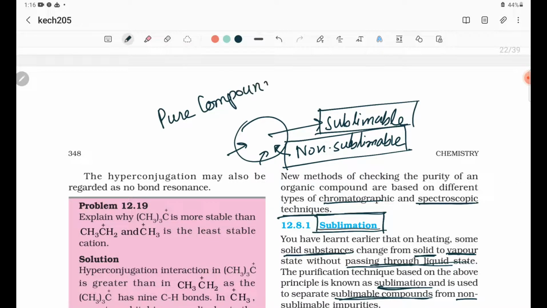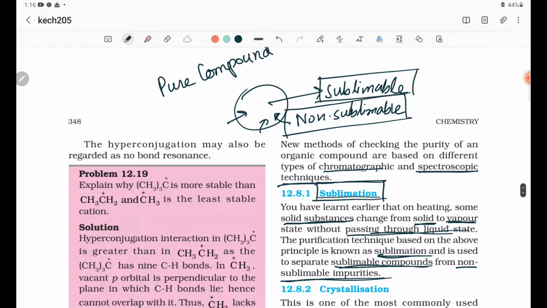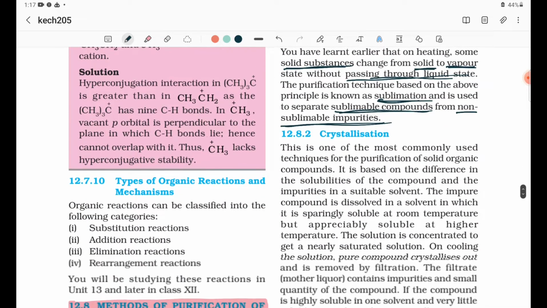Now suppose there is an organic compound where there are sublimable impurities also. Then as the first step, if the organic compound is sublimable, I am removing the non-sublimable compound. Now I have to use a different method to remove the sublimable impurity to get the pure compound. Now crystallization, this is the second method.